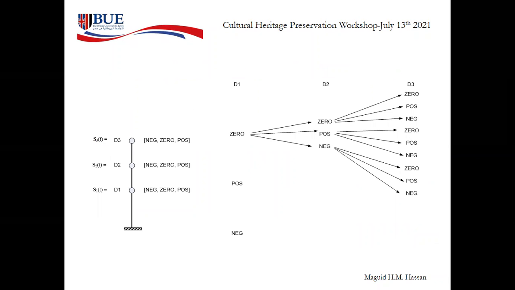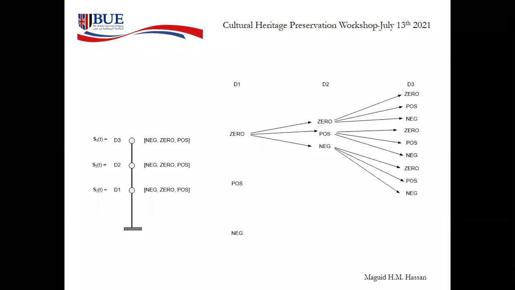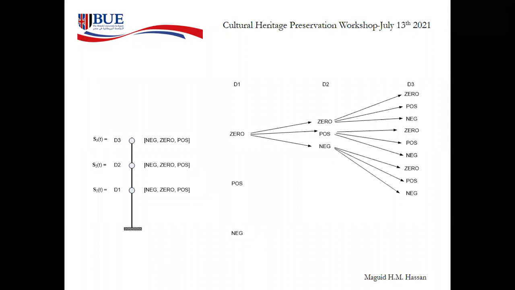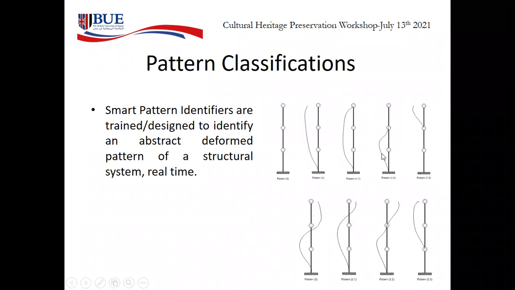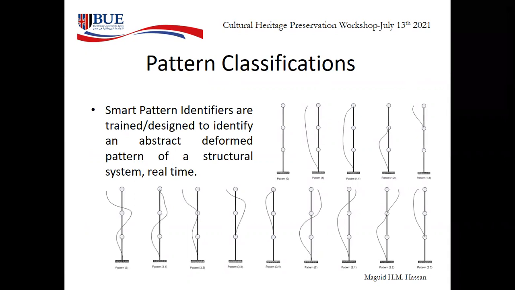So since it's an abstract shape identifier, we're not really interested in the actual location or the actual displacement of each level. We're looking at relative displacements and whether these displacements were, let's say, zero, negative, or positive. And if we consider all potential combinations of the three levels, in this case we get about 27 combinations, some of which would look like this. So these are the potential positions for this 3-degree-of-freedom system.